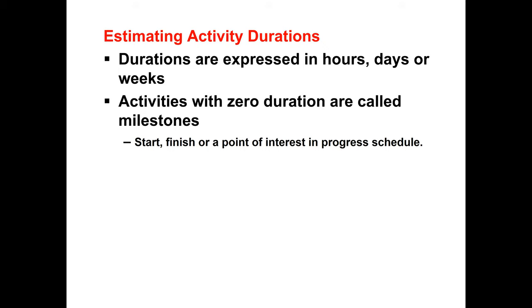Activities with zero duration are called milestones. We fix milestones on the project, like the start time milestone and the finish time of the project. These are points of interest in the progress schedule that can be fixed with zero time as a milestone, like when we are going to complete the ground floor, the first floor, the second floor, third floor, fifth floor. So in a high rise building we can fix milestones, and we try to make a target that we have to finish this work by this time. Those are points of interest in the progress schedule.